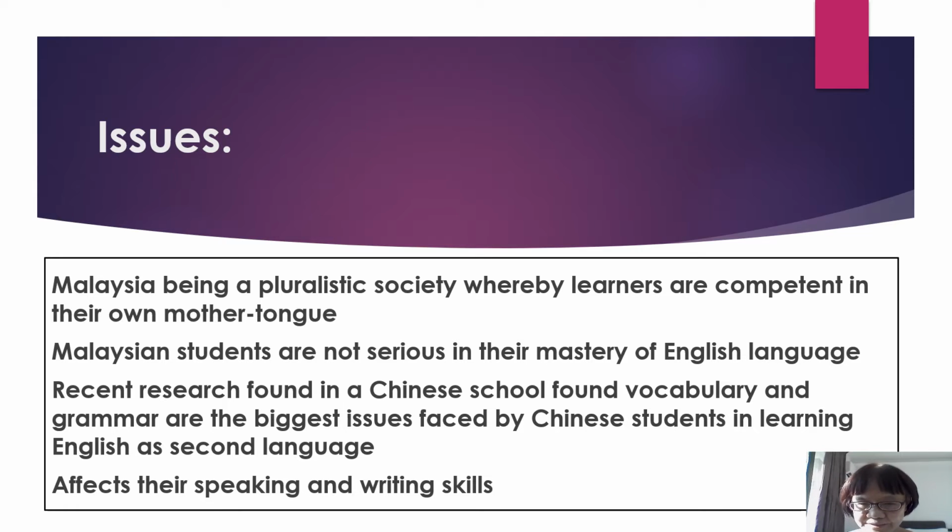A recent research found in a Chinese school that the vocabulary and grammar are the biggest issues faced by Chinese students in their mastery of English as a second language. As such, this affects their speaking as well as their writing skills.